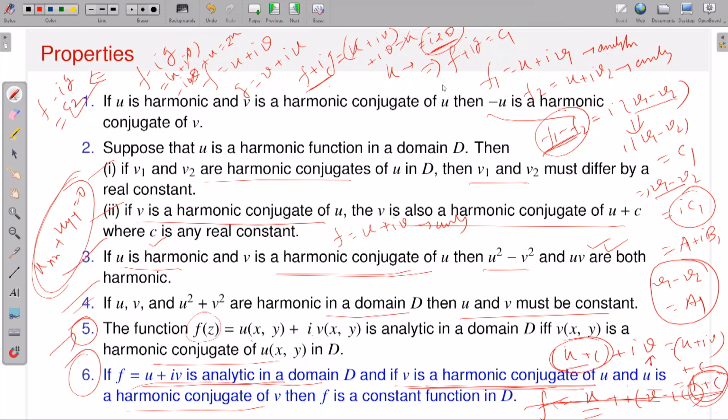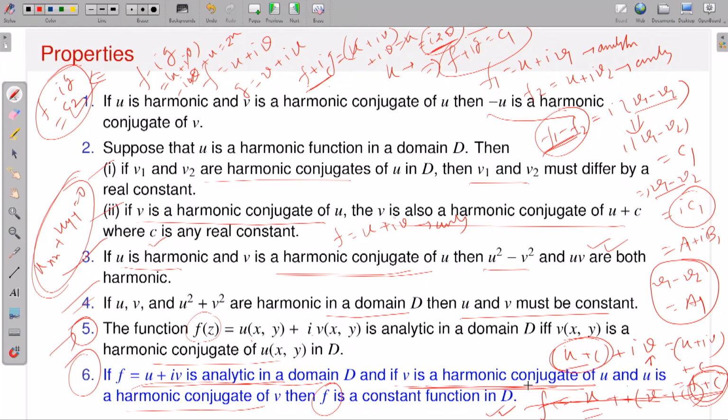So therefore you have f plus ig equal to c1, which is a constant. You have f minus ig equal to c2, that is another constant. If I add them, f is constant, and similarly g is constant. So therefore f is constant, that is proved. These are a couple of nice properties I have listed out.